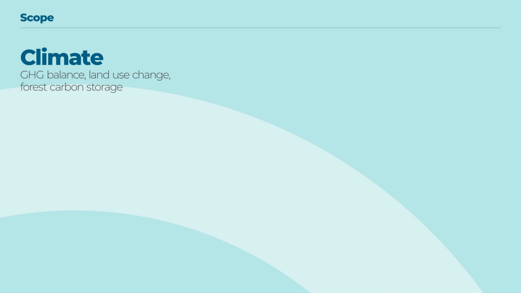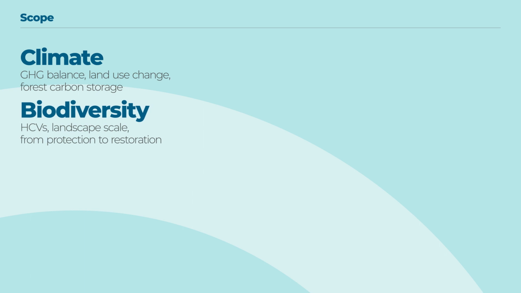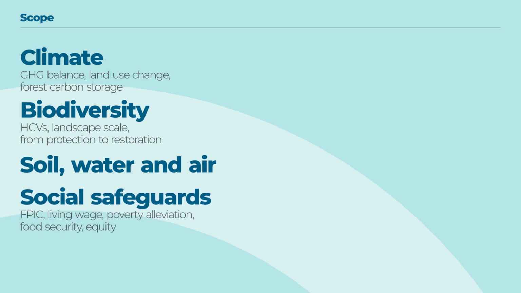Our work to date has already identified a large number of issues that the working group is going to tackle. Under climate, we'll be looking at the greenhouse gas balance of the use of biomass for energy, but also considering things like carbon storage in the forest and land use change and its implications for climate change. Under biodiversity, we'll be reviewing the approach using the HCV concept, but I'm also interested in trying to think about biodiversity and conservation at the landscape scale, and trying to move from just protection of wildlife through to restoration of habitats. This review of the standards will also look at tightening up controls over soil, water and air, but also social safeguards like free, prior, informed consent, but the role of certification in driving things like decent living wage, poverty alleviation, food security and greater equity.